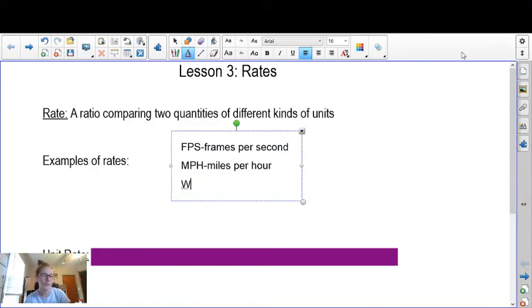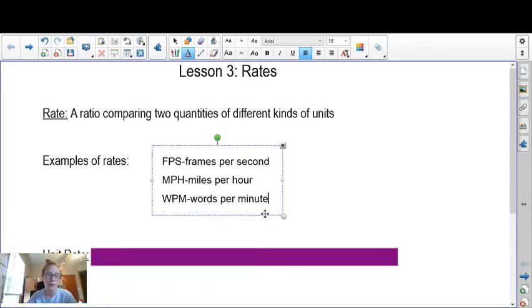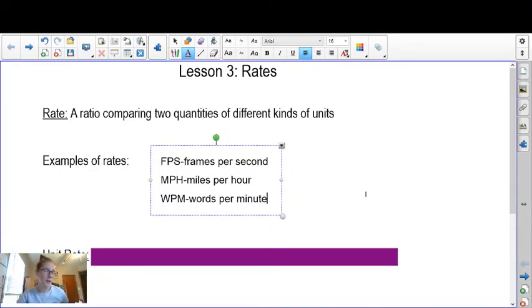The next one I could think of is WPM, words per minute. So how quickly can you type? How quickly can you speak? How quickly can you read? So that's what a rate is, something per another thing.